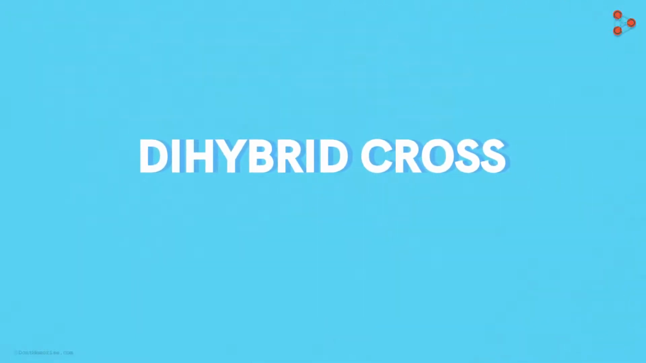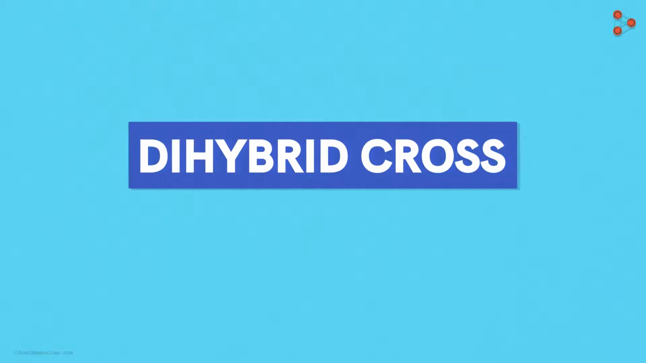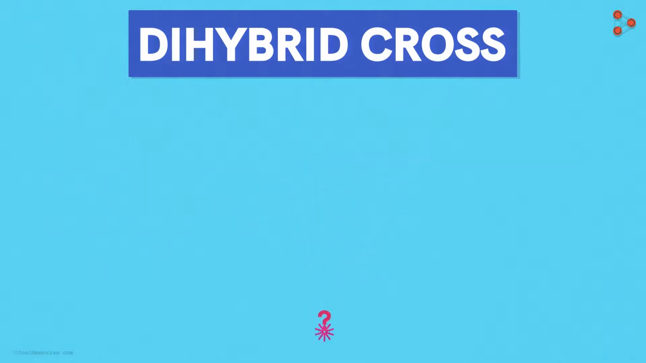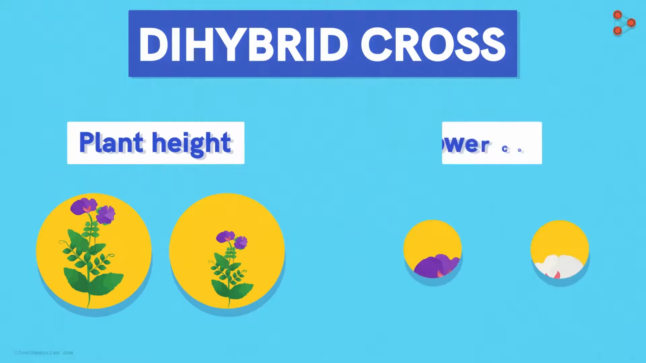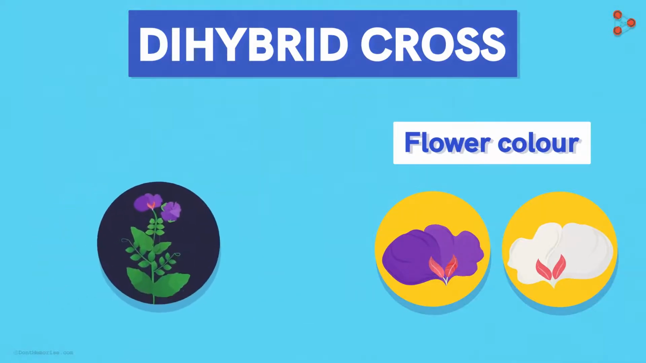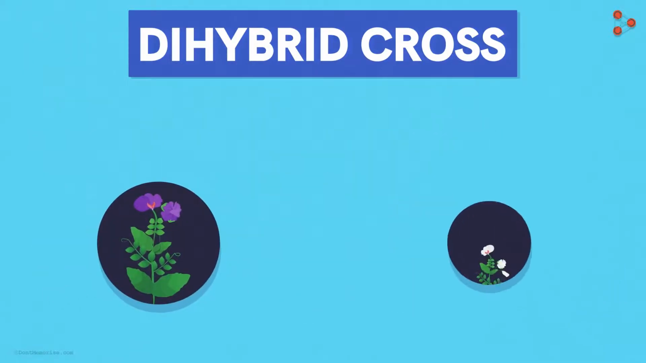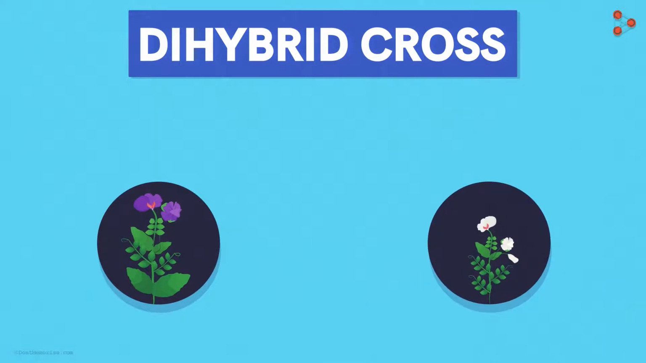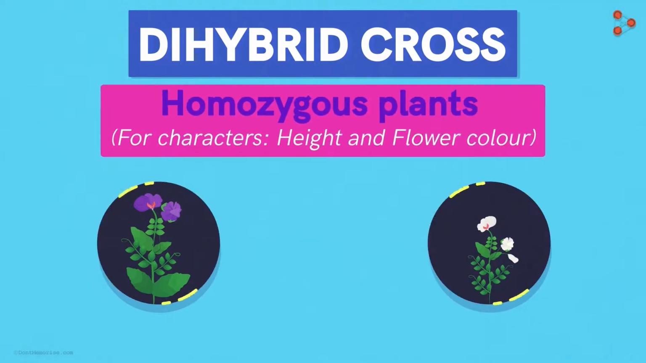Let's take a simple example to understand how the dihybrid cross works. Which 2 characters should we take now? We've already seen a monohybrid cross for characters like the plant height and the flower color individually. So let's consider these characters together to understand the dihybrid cross. For our convenience, we take one plant which has both dominant characters, while the other has both recessive characters. It means we take both the plants which are homozygous. Any guesses about what the genotypes will be?